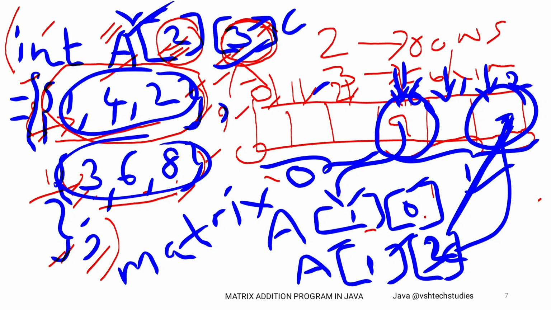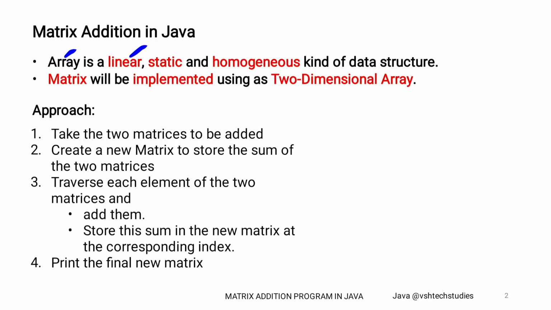So this is what is required for writing a Java program for matrix addition using arrays. Here the data structure used is arrays only, but it is a two-dimensional array. Okay. So two-dimensional array means the array data structure in which each memory location has to be accessed with two indexes, right?